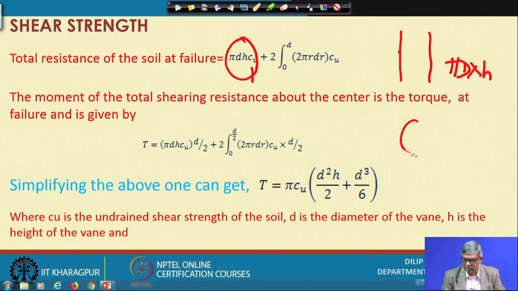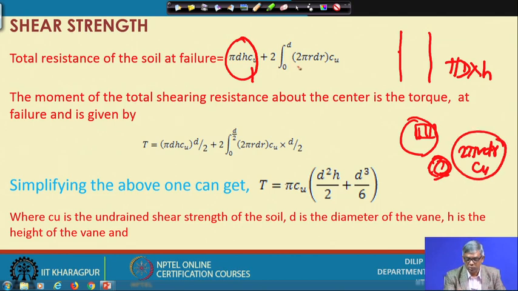Similarly, in the circular area, if I consider uniform pressure throughout, then at a radial distance r, if I consider an annular area, its area will be 2 pi r dr. The area is 2 pi r dr, and if I multiply by Cu, then it becomes force. So 2 pi r dr into Cu becomes the force, and r varies from 0 to d. Suppose the circle is this one, this is 0 and this is d.